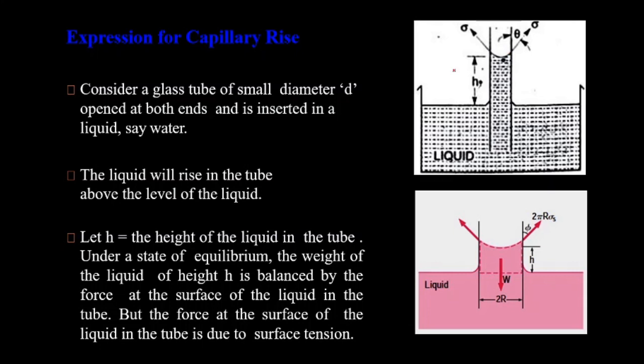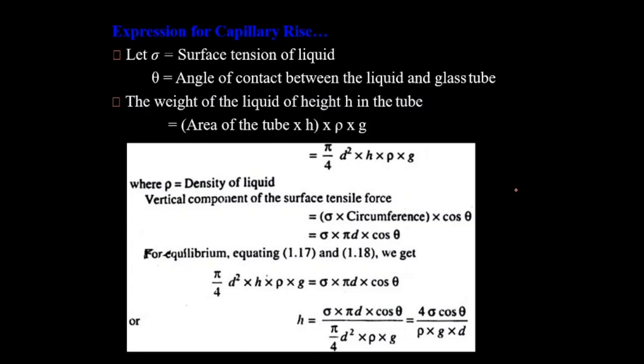So see meniscus. So this is what? This is surface tension. So the angle between the tube and the surface tension force direction, the angle between the surface tension force and the wall of the tube is called theta. Fine. Next we'll see the slide.